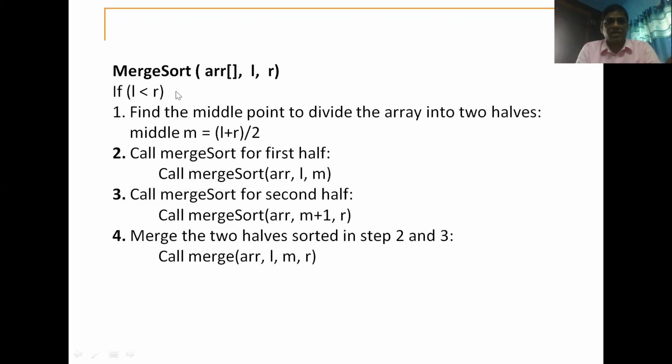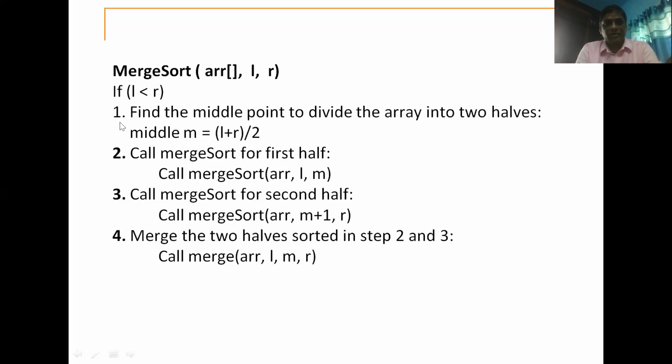Then if this condition is met, if L is less than R, that means, for example, R is 4 and L is 0, 0 is less than 4, it says that there are 5 elements. If L is not less than R, that is only one element, the condition will fail, and then the algorithm stops. So we don't do anything if there is only one element in the array. If there are more elements in the array, then we perform merge sort to solve the problem. So this condition ensures that there are more than one element.